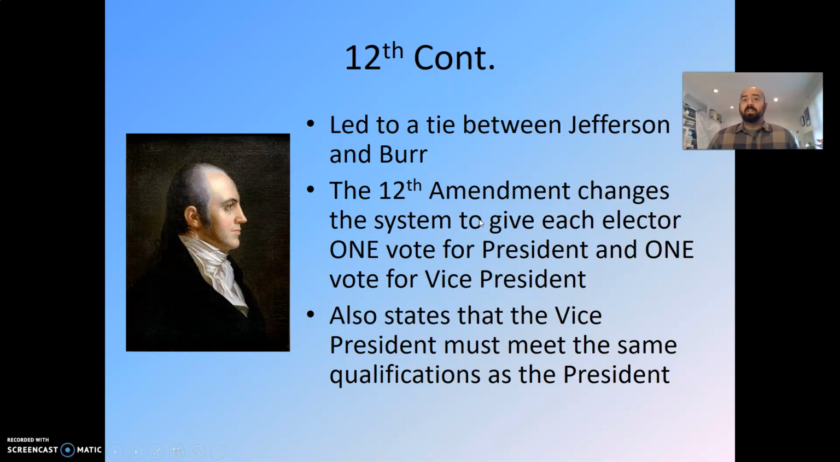So now every elector gets 2 votes still, but one's for president, the other is for vice president. It also clears up that the vice president must meet the same qualifications as the president of the United States: natural-born U.S. citizen, lived in the U.S. for at least 14 years, and at least 35 years old.